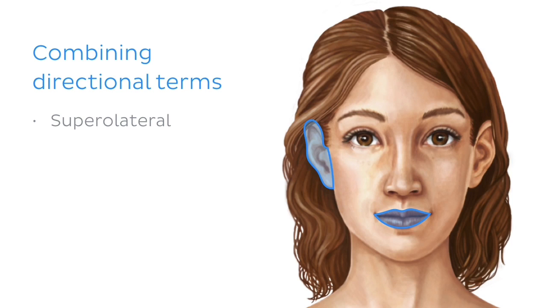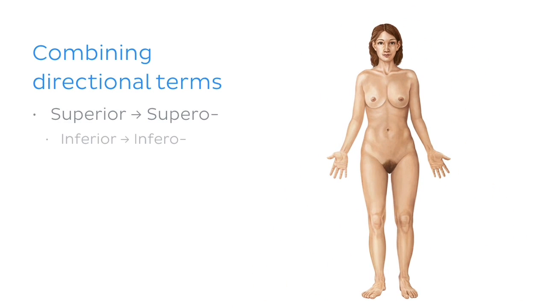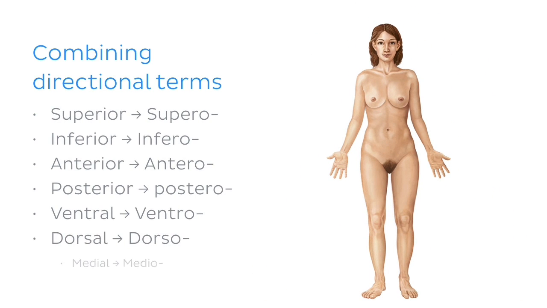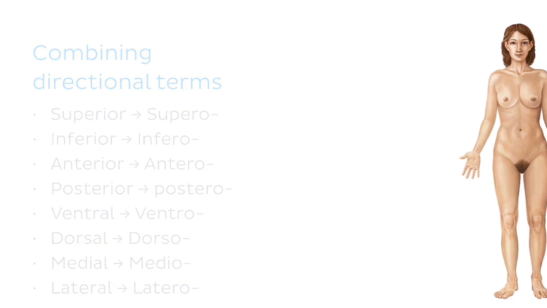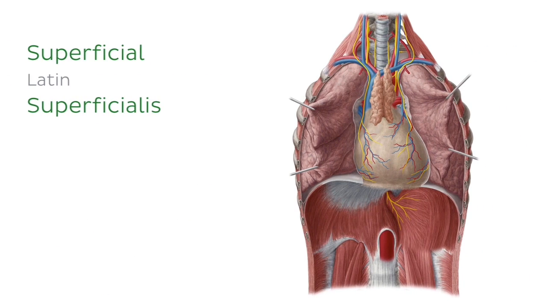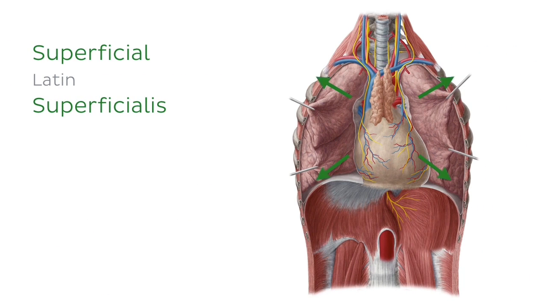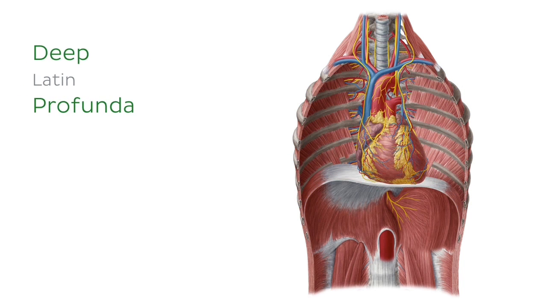To combine directional terms, we usually abbreviate the first term and add it to the second, like the list below. The next term I want to discuss with you is superficial, which refers to a structure located close to or in the direction of the outer surface of the body. For example, when examining the thoracic cavity, we describe the rib cage as being superficial to the organs of the thorax. The opposite of this, of course, is deep, which basically means that it's located under one or more overlying structures. In keeping with our example of the thorax, we could say that the great vessels are deep structures of the thorax.